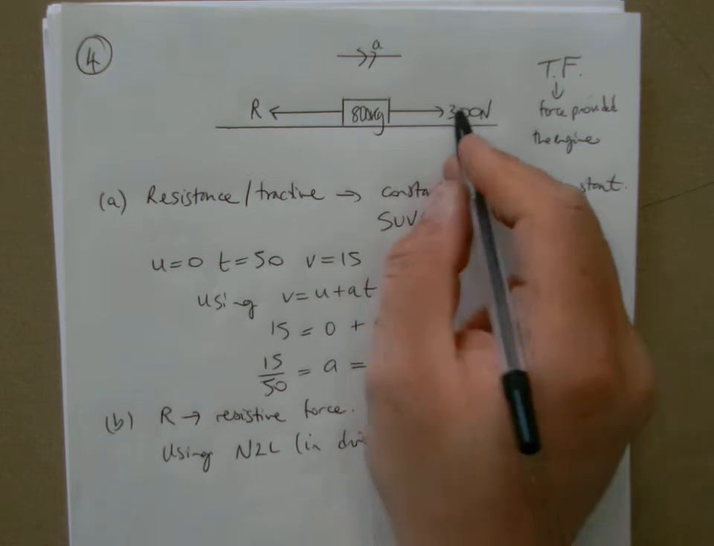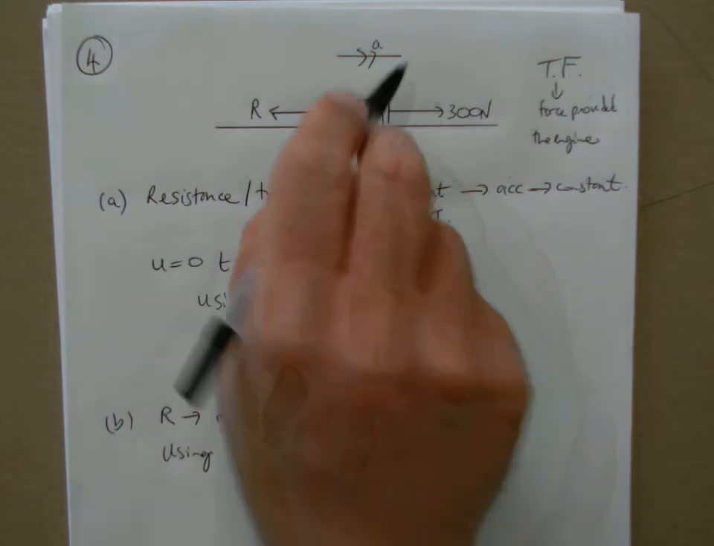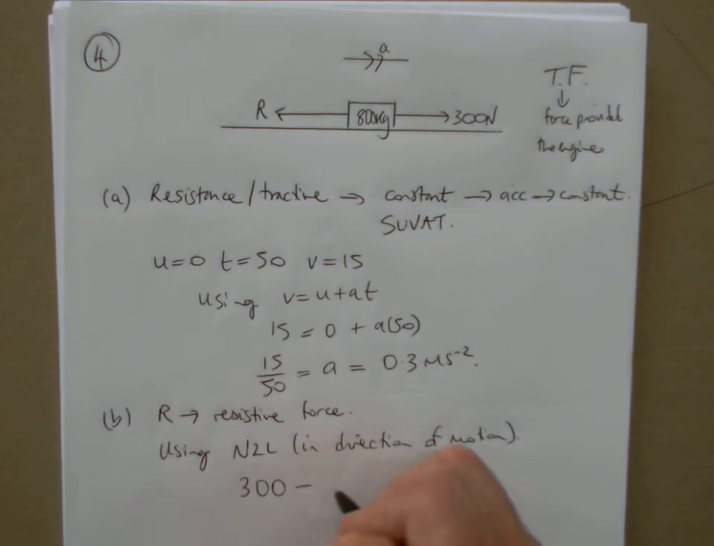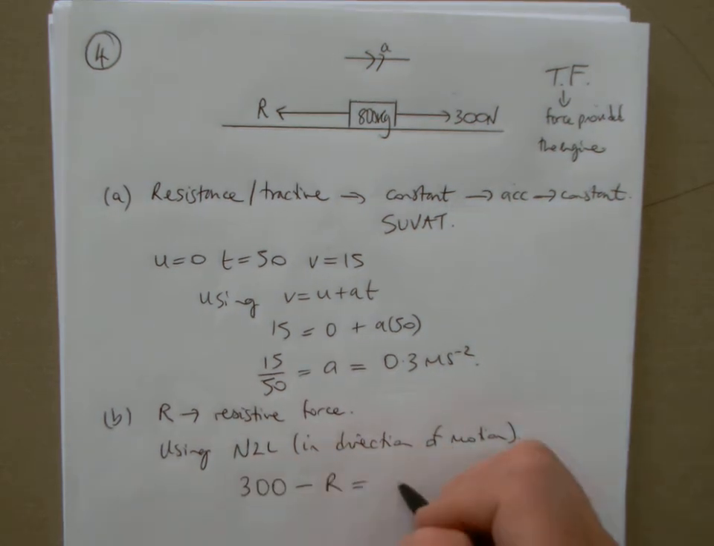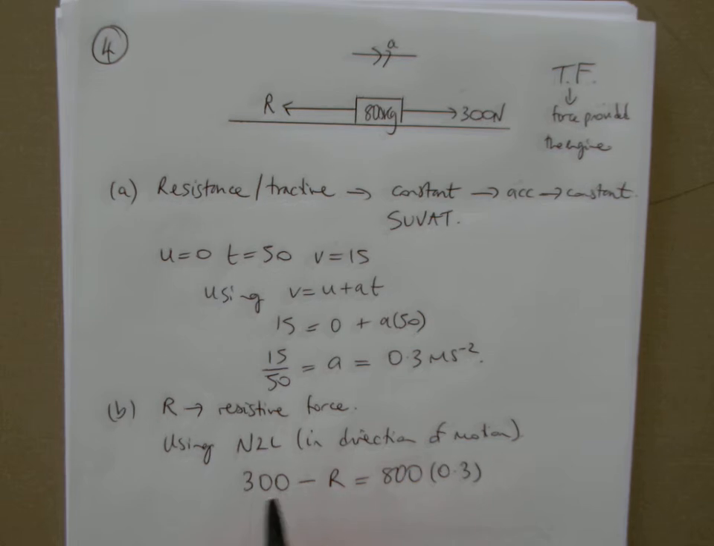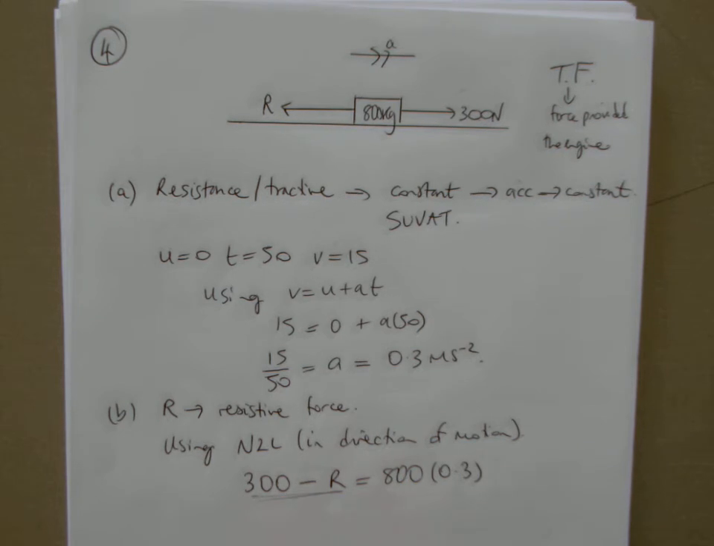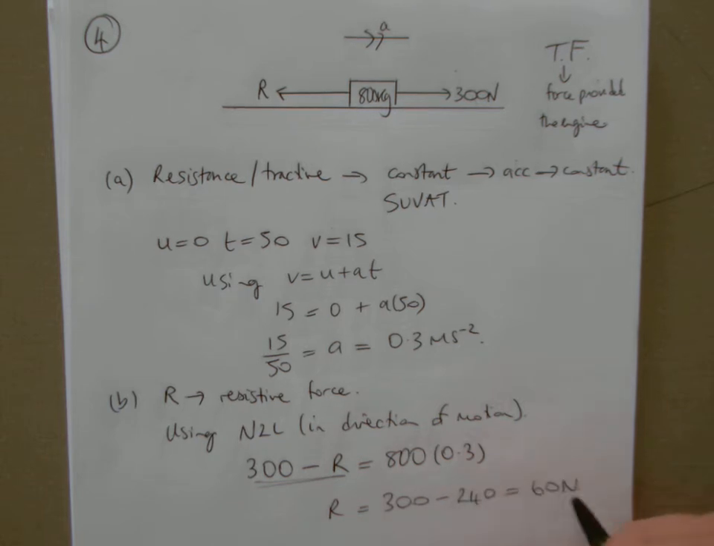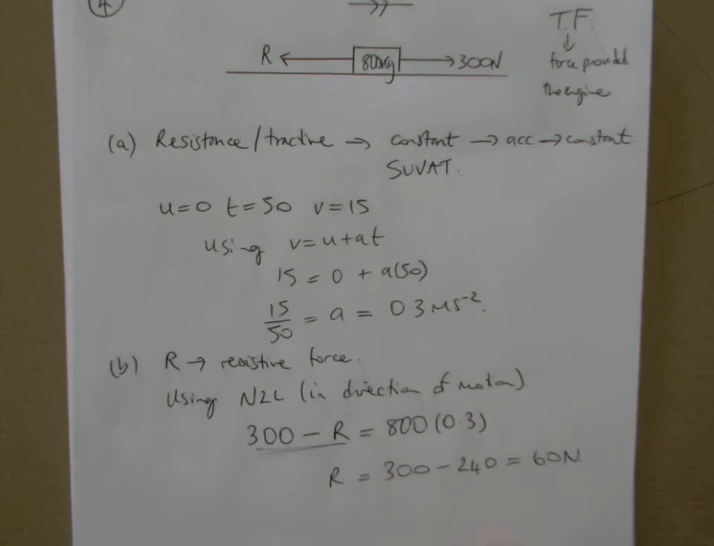we get 300, because that's the way it's going. So 300 is the force produced by the engine, take away the resistance R, is equal to the mass of the car, which is 800, times the acceleration, which is 0.3. So using the second law there to see what the resultant force is, we can get R from there. When you do the maths, R comes out to be 60 newtons, just using Newton's second law.